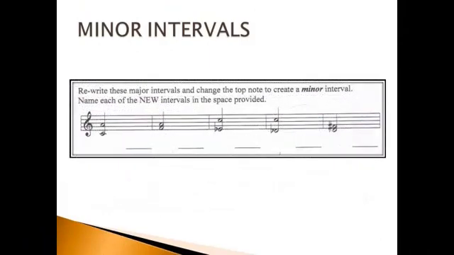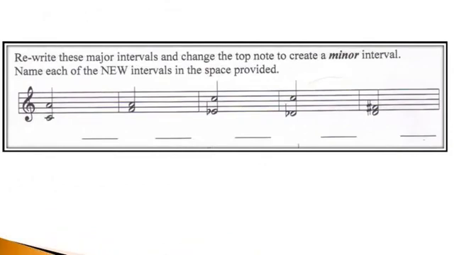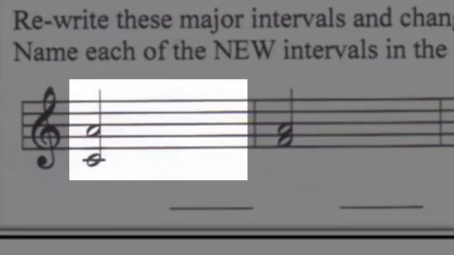This question asks us to rewrite these major intervals and change the top note to create a minor interval. Name each of the new intervals in the space provided. So the first example is C to A, and it's a harmonic interval. Now C to A would be a sixth, and in the key of C major, A should be on the white key. So C to A would be a major sixth.